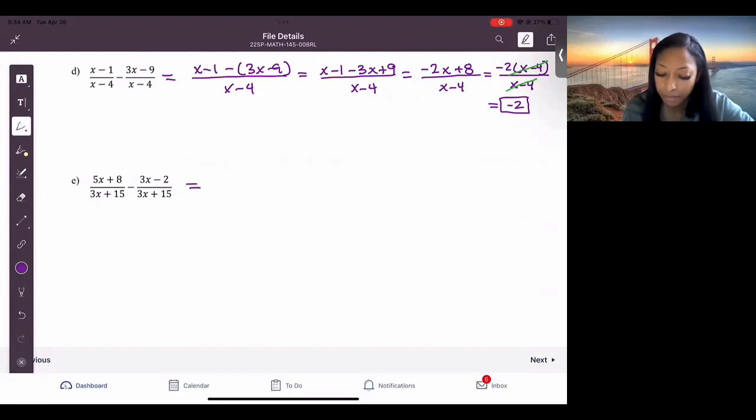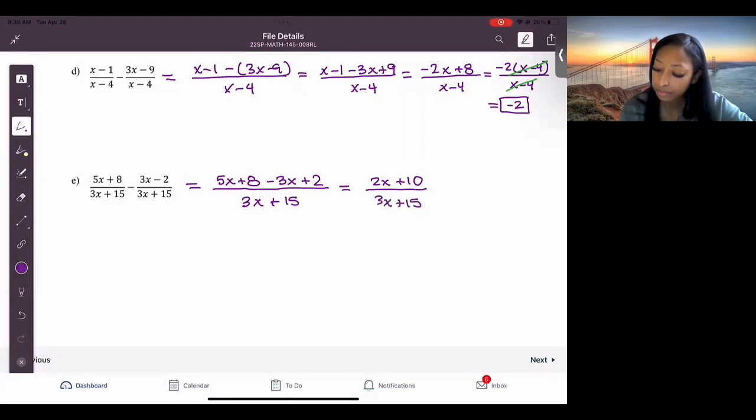Last one, 5x plus 8 over 3x plus 15 minus 3x minus 2 over 3x plus 15. That's 5x plus 8. And if we subtract every term in the second numerator, we get minus 3x plus 2 over 3x plus 15. Then combining the like terms in the numerator, 5x minus 3x is 2x, and 8 plus 2 is 10. So we get 2x plus 10 over 3x plus 15.